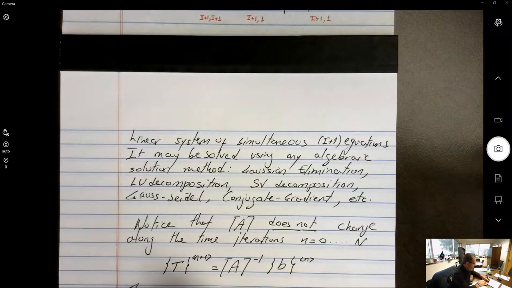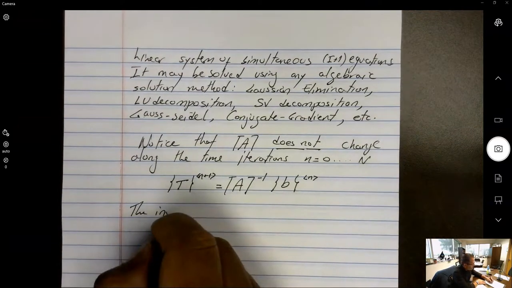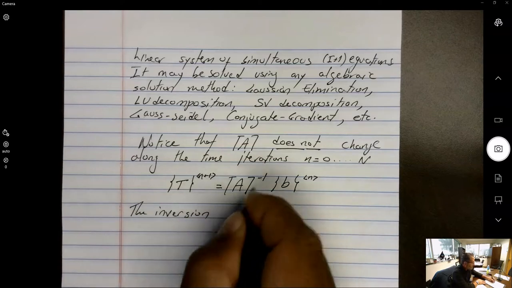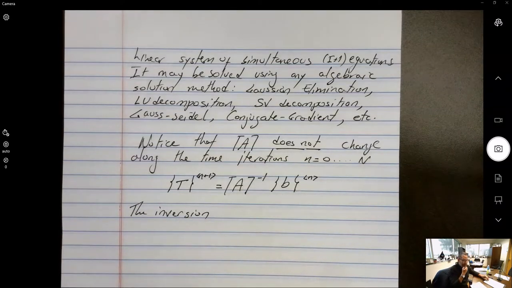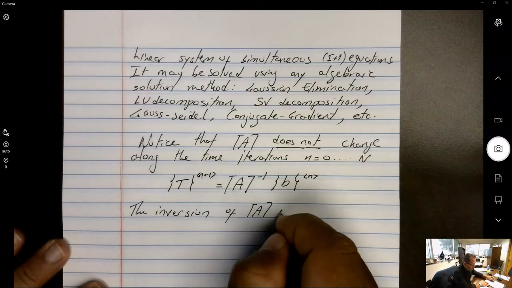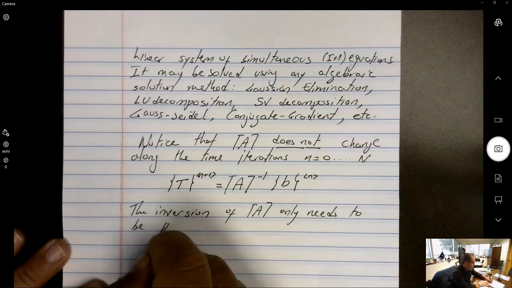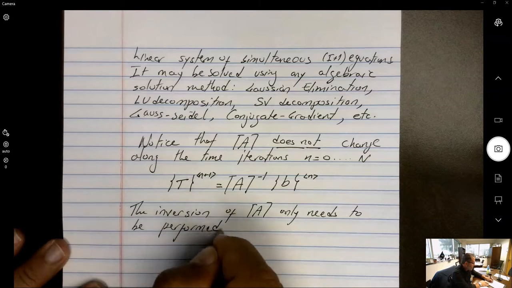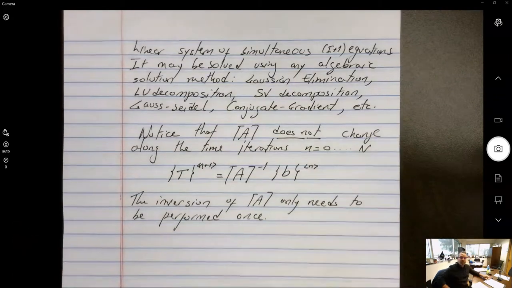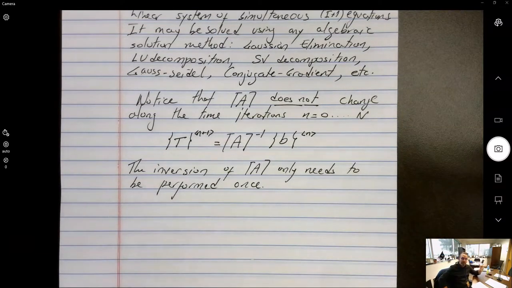The inversion, if you opt to do it by inverting the matrix A, is a computationally costly process, but the inversion of A only needs to be performed once. There are other alternatives. You can find the LU factors of A and then just keep those LU factors, lower and upper triangular factors. That is another way of doing this.